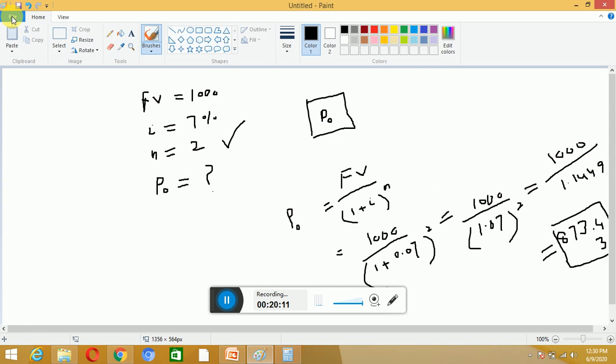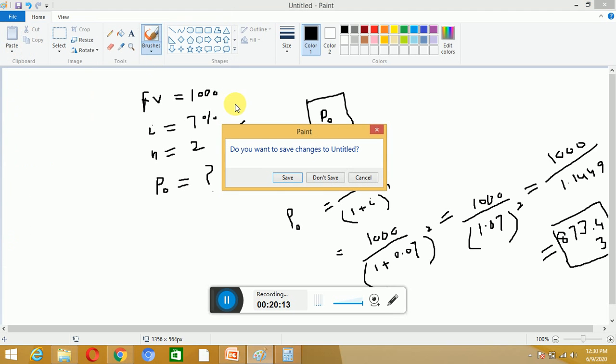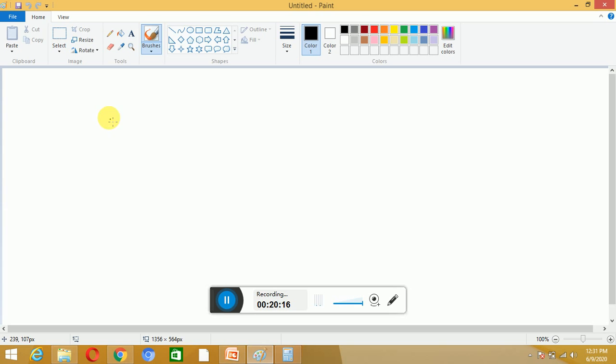So we discussed two formulas. One was the formula of future value in compound interest. This is the formula. Just remember this formula. Keep this formula in mind, and when a question comes, you can easily solve it. 1 plus i raised to the power n.